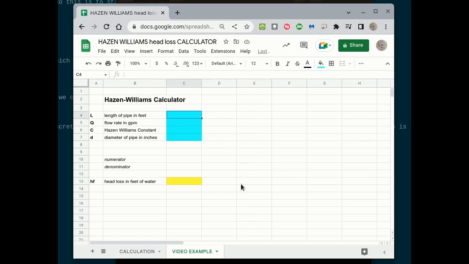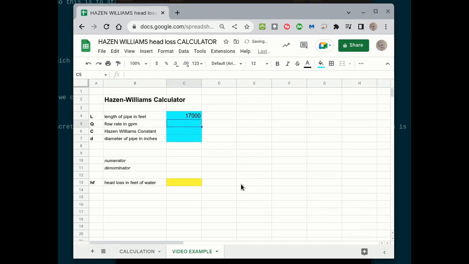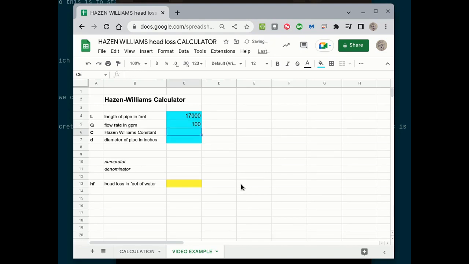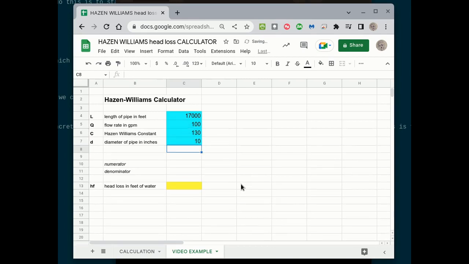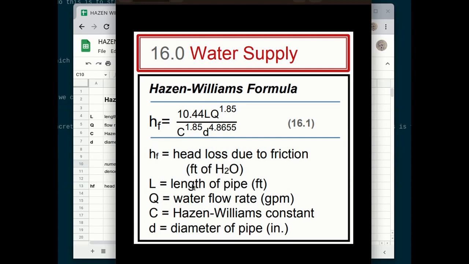Let's see, we had an example problem in another video, so I'm going to use those numbers or something like that. So let's say we have 17,000 feet of pipe. We have a flow rate of 100 gallons per minute. We looked up the Hazen-Williams constant, it's 130, and the diameter of our pipe is 10 inches. Okay? So now we need to look at this formula. I'm going to split this into two calculations, and then we'll complete the final. So the first one is, let's go look at this. We're going to do the top calculation first.